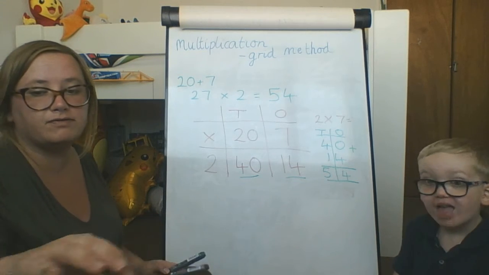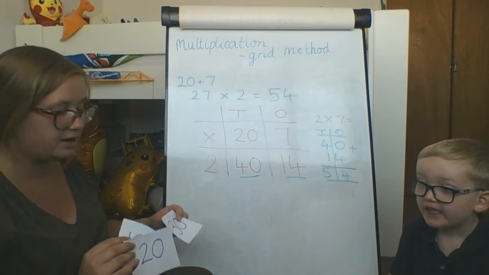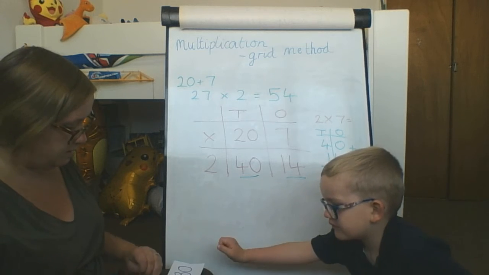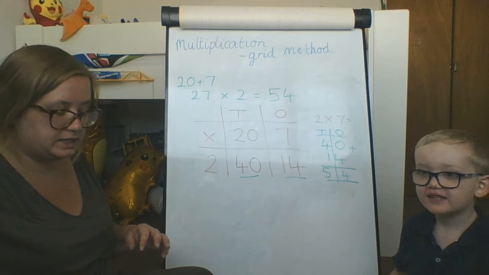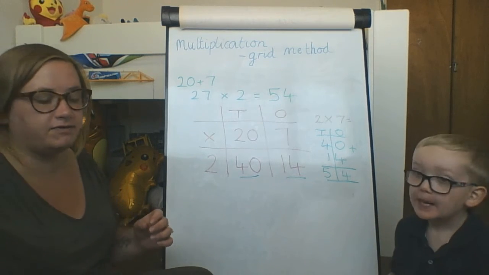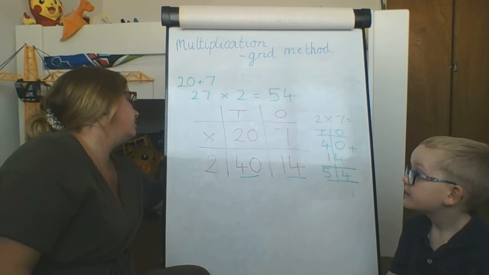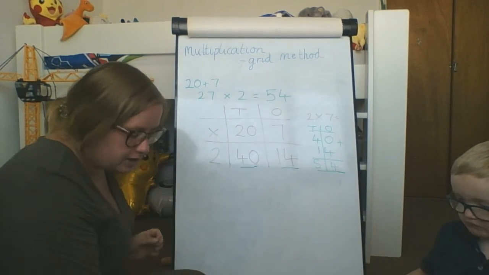Let's try a different one. So we go back to our multiples of 10 cards, our 10, 20 and 30. Which one are you going to pick? Let's pick 30, okay. Pick a 1-digit number. 5. Okay, so we've got 30 add 5, which is? 35. Right, so that's our 2-digit number that we're going to multiply by.